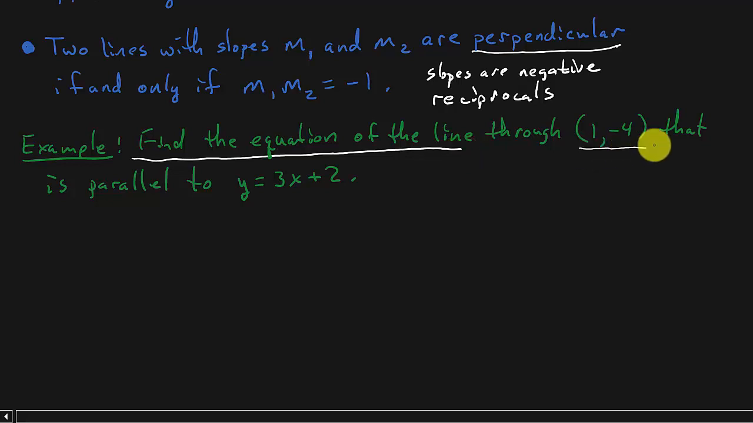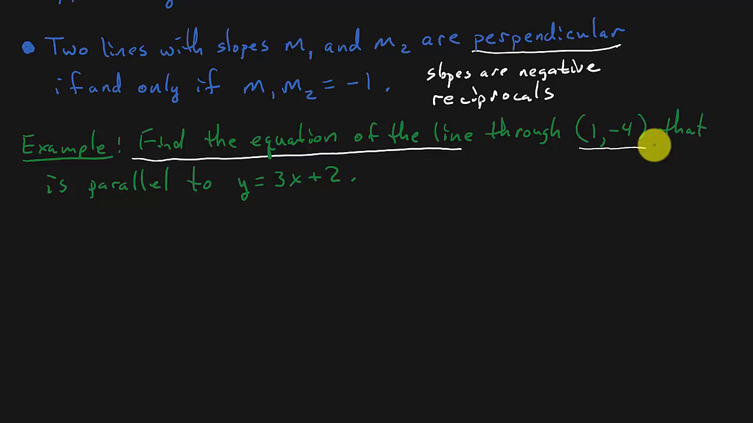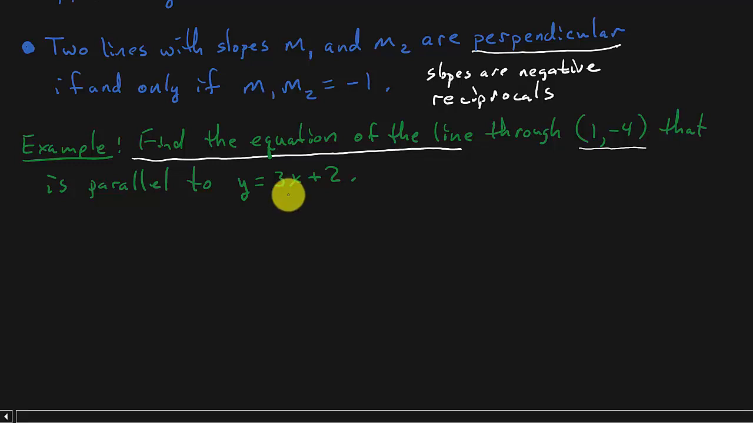Well, I've got the point. Do I have the slope? Well, they don't come out and say it, but they tell us that our line is parallel to this one. So that means the slope of our line is the same as the slope of this line right here. So the slope of our line would be what? Well, if it's the same as this slope, then the slope of our line is 3.